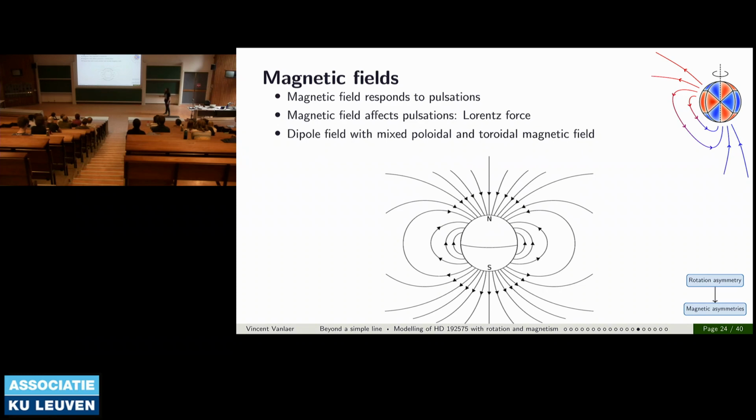The field we're using is a dipole field, so it's the simplest magnetic field you can have. But there is a component of both poloidal and toroidal magnetic fields, just to ensure that the field remains stable. And you can see here an image of a dipole magnetic field. So this is from the Earth's magnetic field.